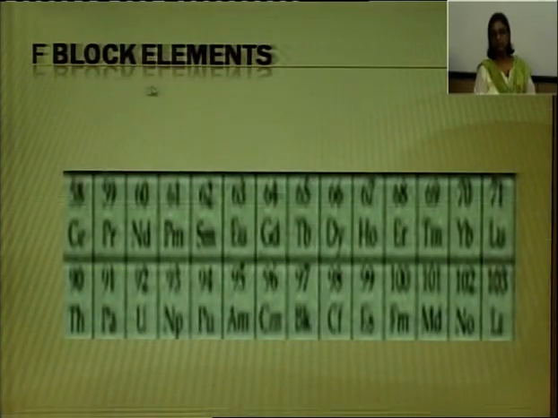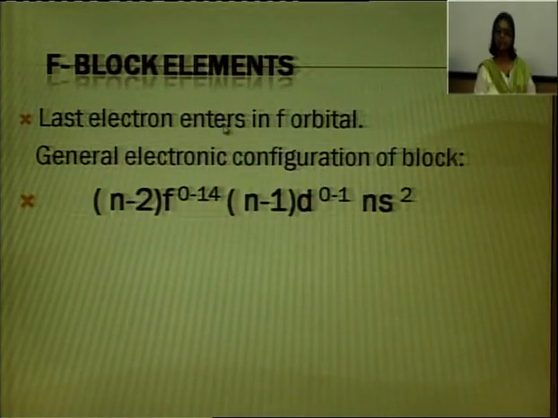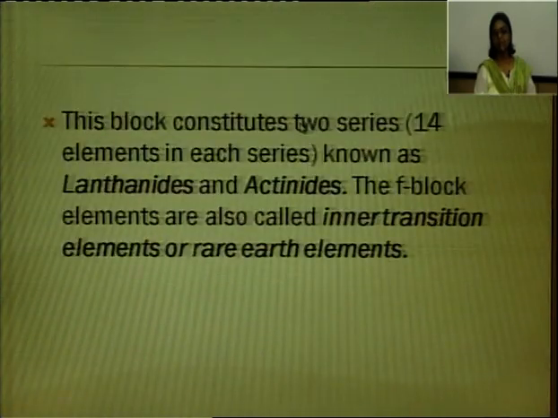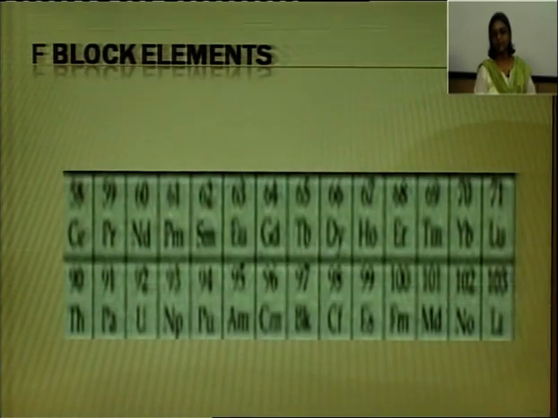Then we come to the F block elements, the fourth block in which the last electron enters into the F orbital, called F block element. Now, in this we have only 2 rows, starting from the atomic number 58 after lanthanum to the atomic number 71, and then from 90 to 103.